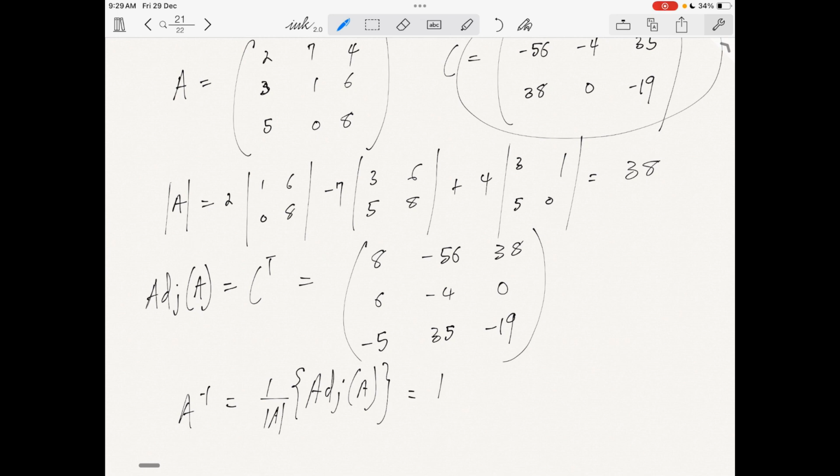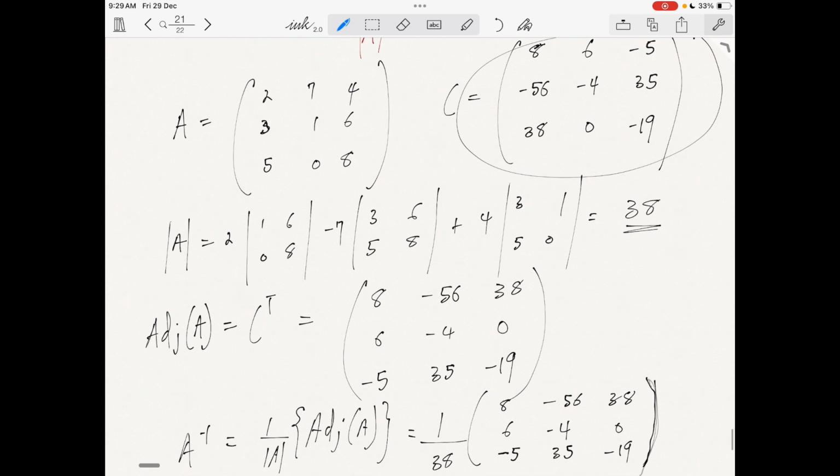Now the determinant is 38, and the adjoint of A is 8, minus 56, 38, 6, minus 4, 0, and minus 5, 35, minus 19. The step-by-step working of this was not given, so I want you to solve it. These are the guidelines by which we evaluate the cofactors. Recollect that the cofactor signs start plus, minus, plus, minus, plus, minus, plus, minus, plus. This will guide us in evaluating the cofactors, and you can go back a bit and watch what we did earlier to help grasp it.